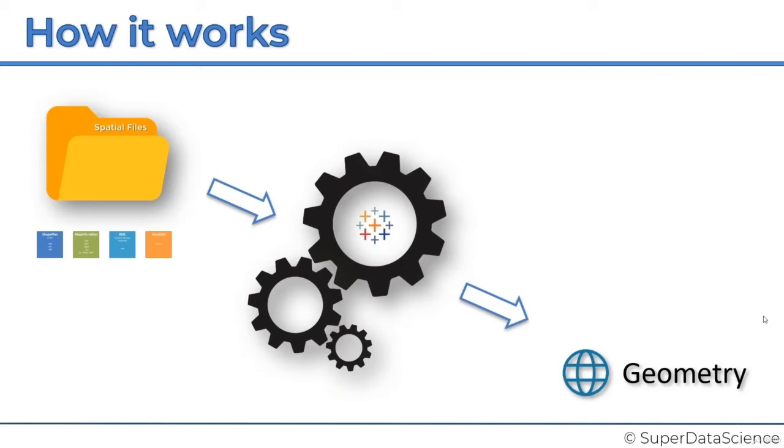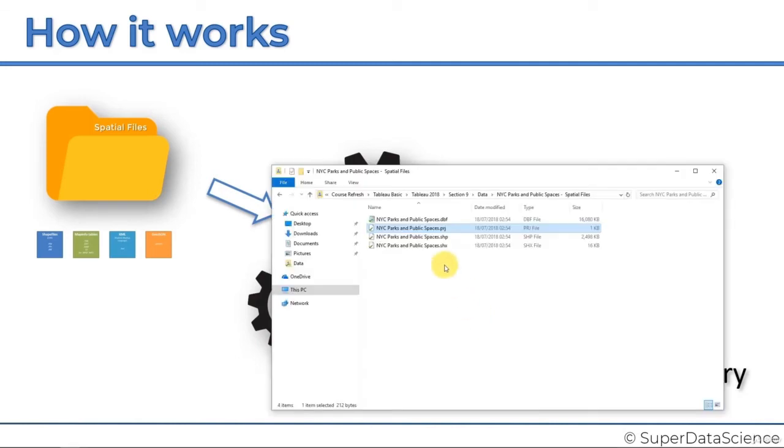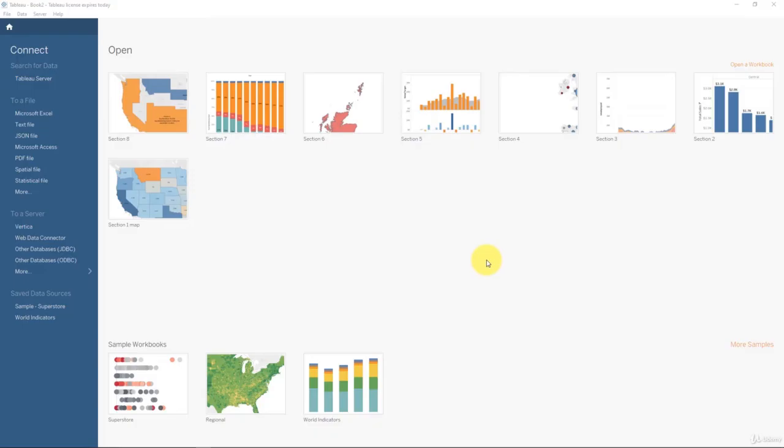Now, the data that we are looking at for this specific case was obtained from the New York City Open Data Platform. And if I just open up the folder, you'll see that we have 4 files in there. Firstly, we have the DBF file, the shape file, and the SHX file. Lastly, we also have the PRJ, which is additional information, but as we know, we at least have the 3 mandatory files that we need to use the spatial files, or rather the shape files for this specific format. But let's open Tableau and see how it works in practice.